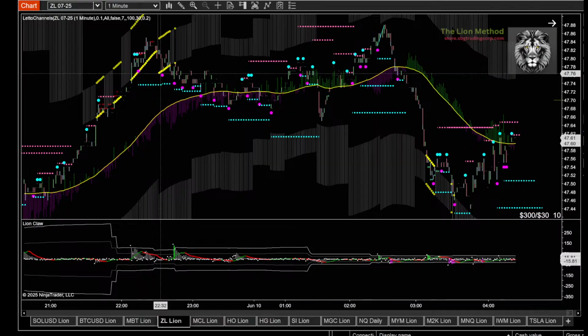Here's another short that worked out. We would have gone short at the highest pink dot, which is right here. Gone short there, put a stop.